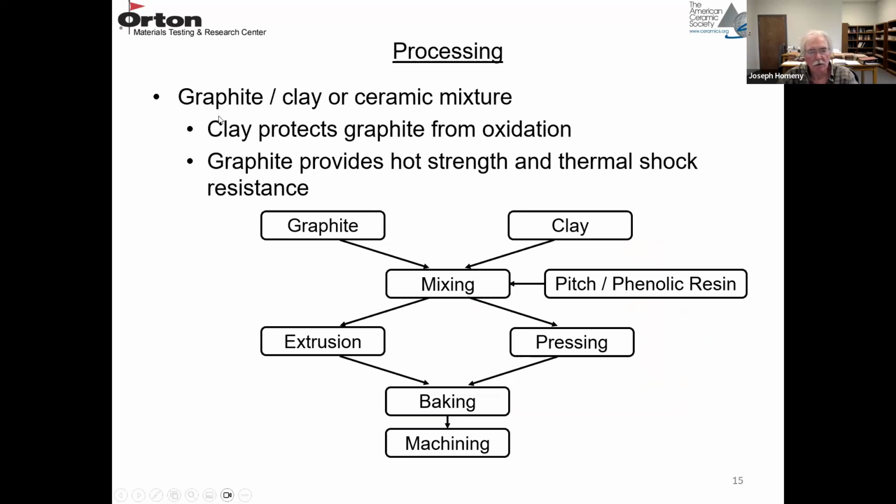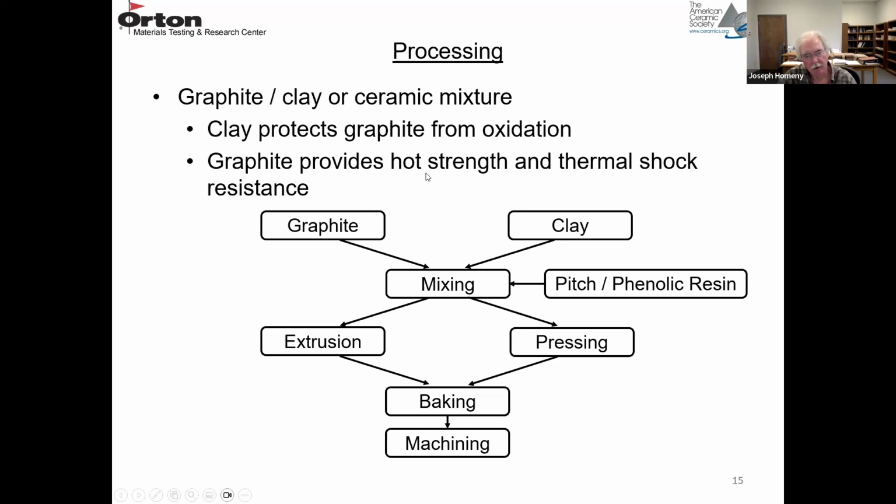So when you process a product based on carbon or graphite, there's a couple possibilities. This is a graphite clay or ceramic mixture. This has been used for a long time to make crucibles. So you add clay, it's a processing aid, but it also protects the graphite from oxidation. So carbon or graphite has an oxidation issue. The clay basically coats the graphite and is a barrier to oxidation.